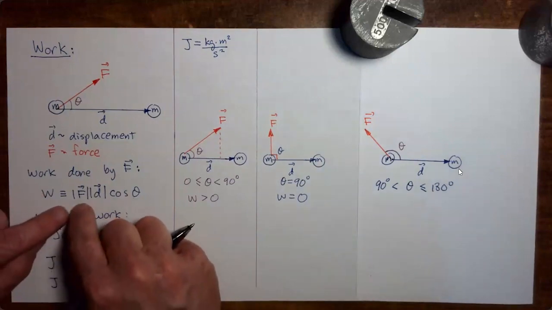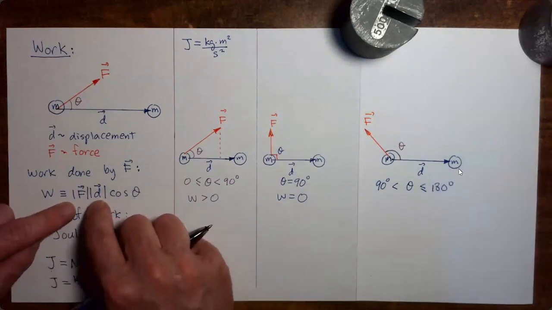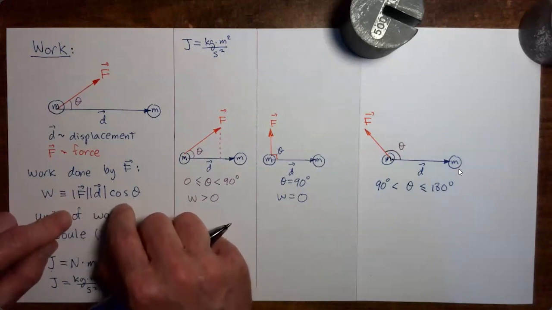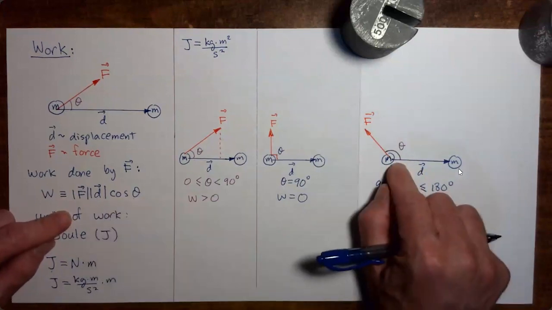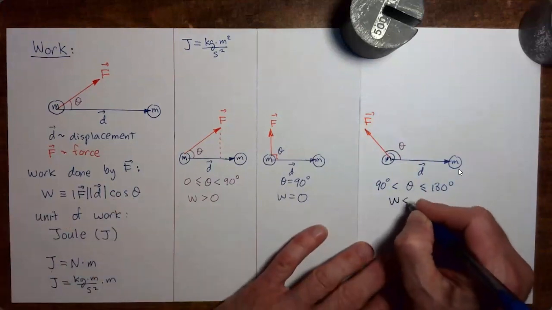Again, magnitude of the force vector is going to be positive if we're bothering to compute the work at all. Same for magnitude of the displacement vector. The sign of the work, positive, negative, or zero, is determined by the cosine factor. And if this is an obtuse angle, cosine will be negative, so the work will be negative.